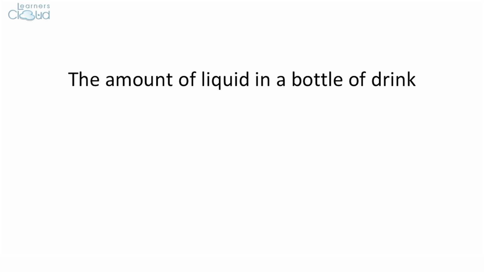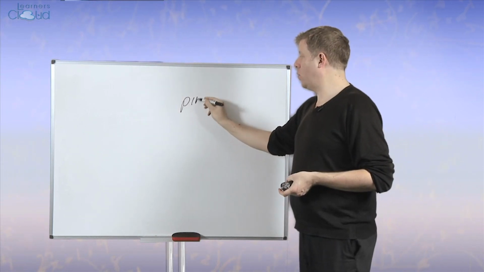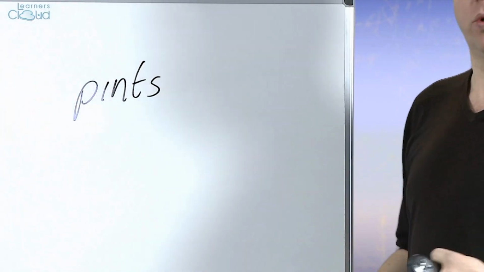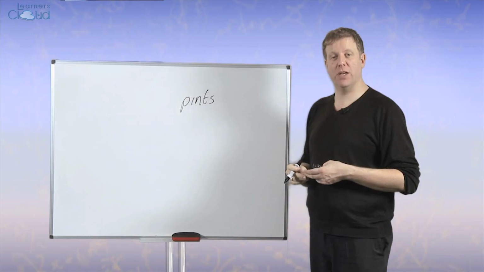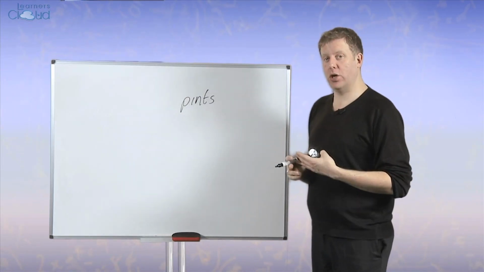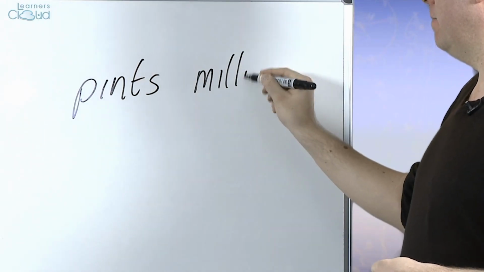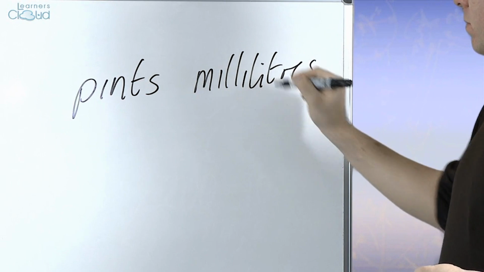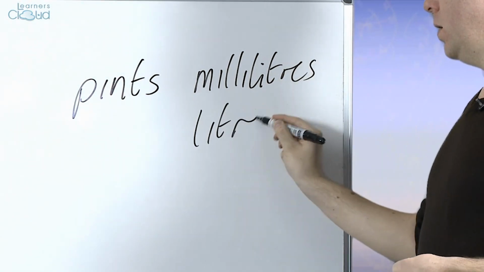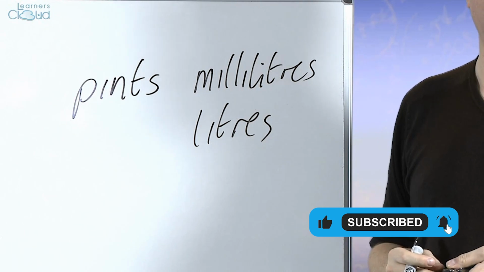Now the last one asks us to write down the amount of liquid in a bottle of drink. Now, in terms of our imperial measure, any quantity larger than a cup we would call pints. So we'd measure it in pints. Our metric unit, well, there's a couple we could choose from. Bottles of liquid are sometimes measured in either millilitres or litres, depending on the size of the bottle. So either one would be appropriate in that case.